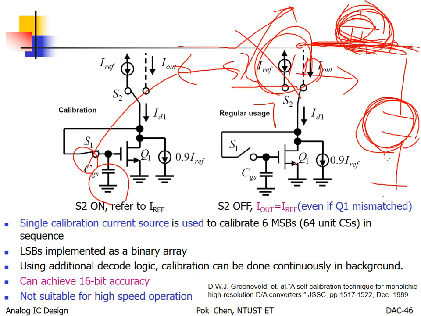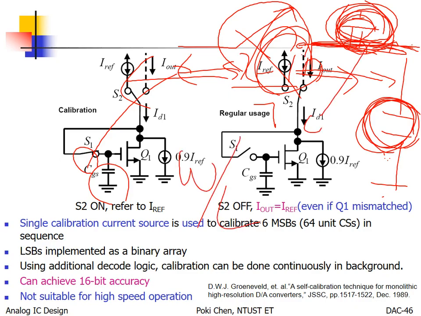Alright? But we guess 50% of the charges will go this direction. 50% will be pushed back. Okay? So how about the size of your dummy switch? 50% of your main switch. Got it? It means the W over L, usually the W is divided by 2 from your main switch.